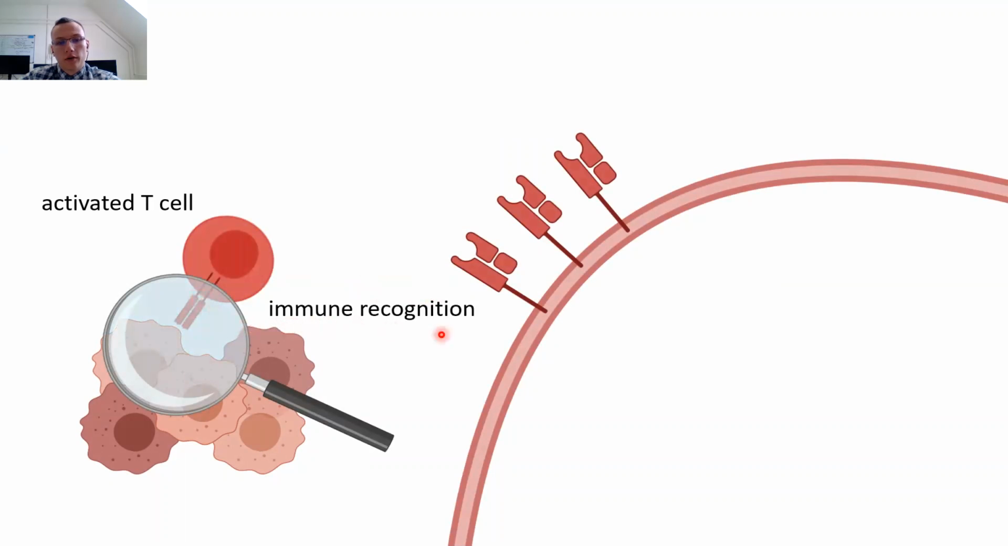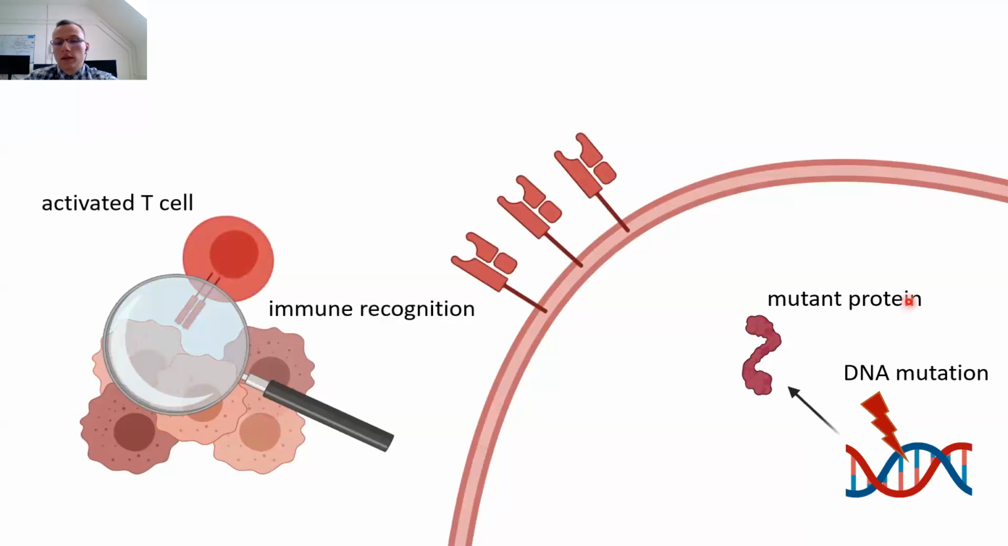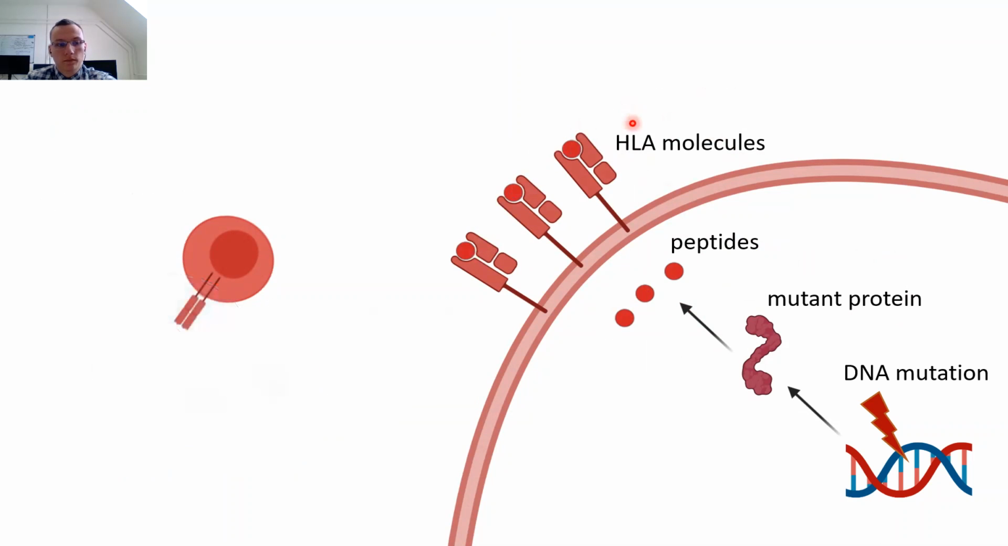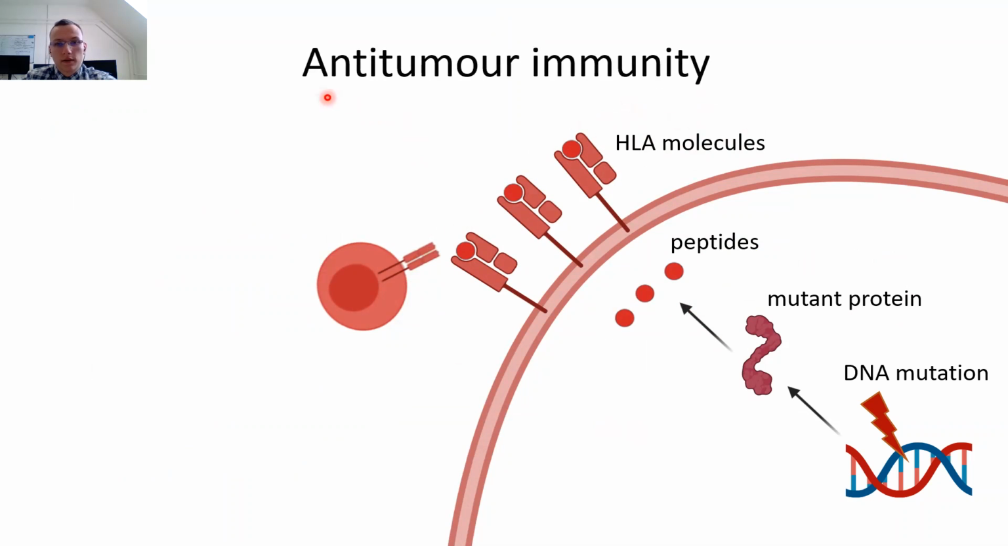The basis of immune recognition in tumors is that the mutation of the DNA results in mutant proteins. These mutant proteins get processed into smaller pieces, and we call these peptides. These peptides can be bound to HLA molecules on the cell surface. T cells can then recognize these peptides bound to HLA molecules, and if that happens, the T cells will destroy the tumorous cells. This mechanism forms the basis of anti-tumor immunity.